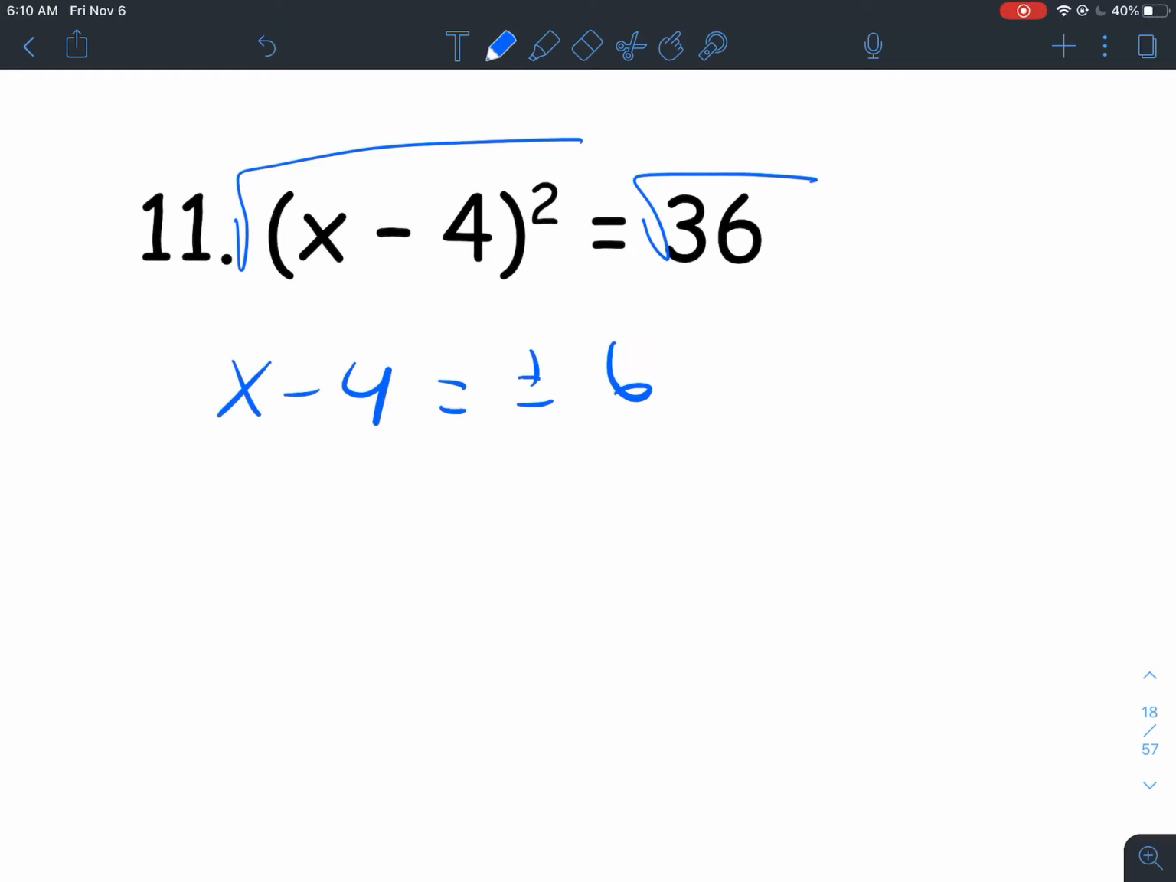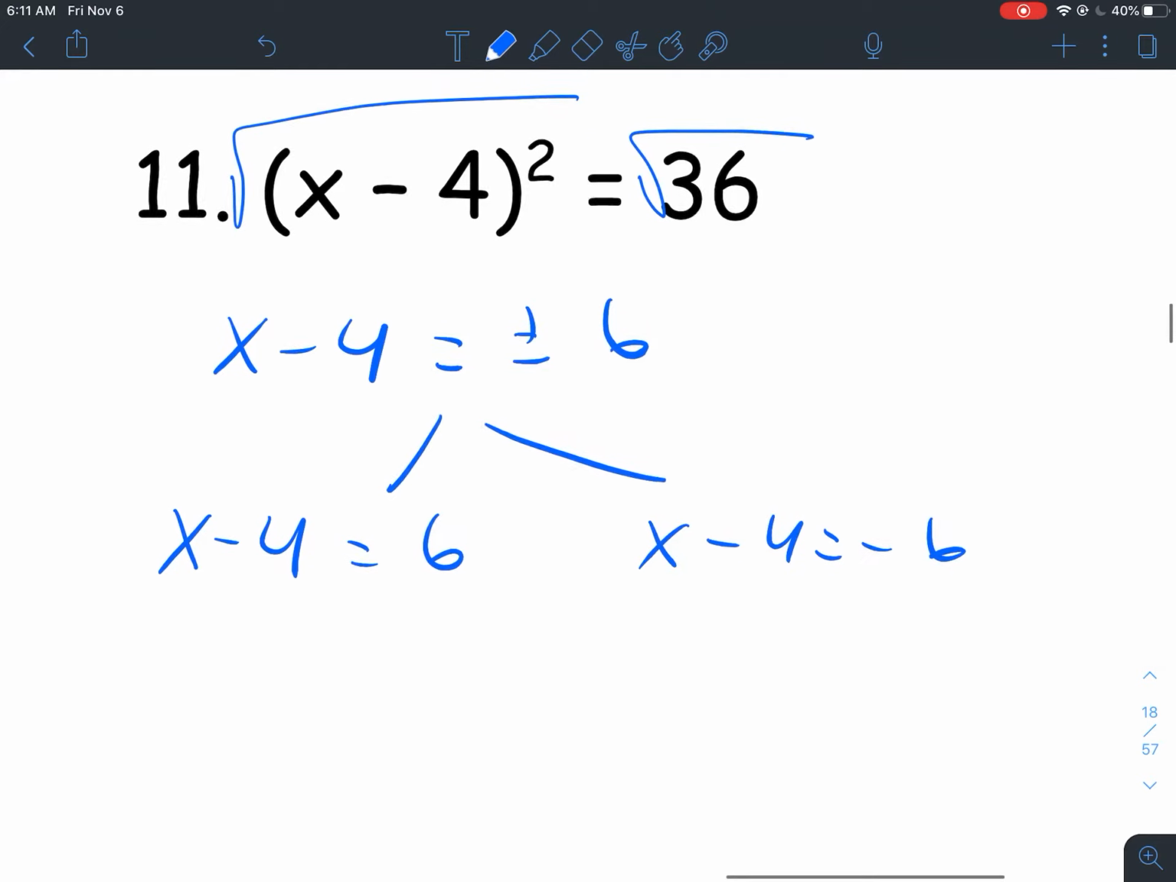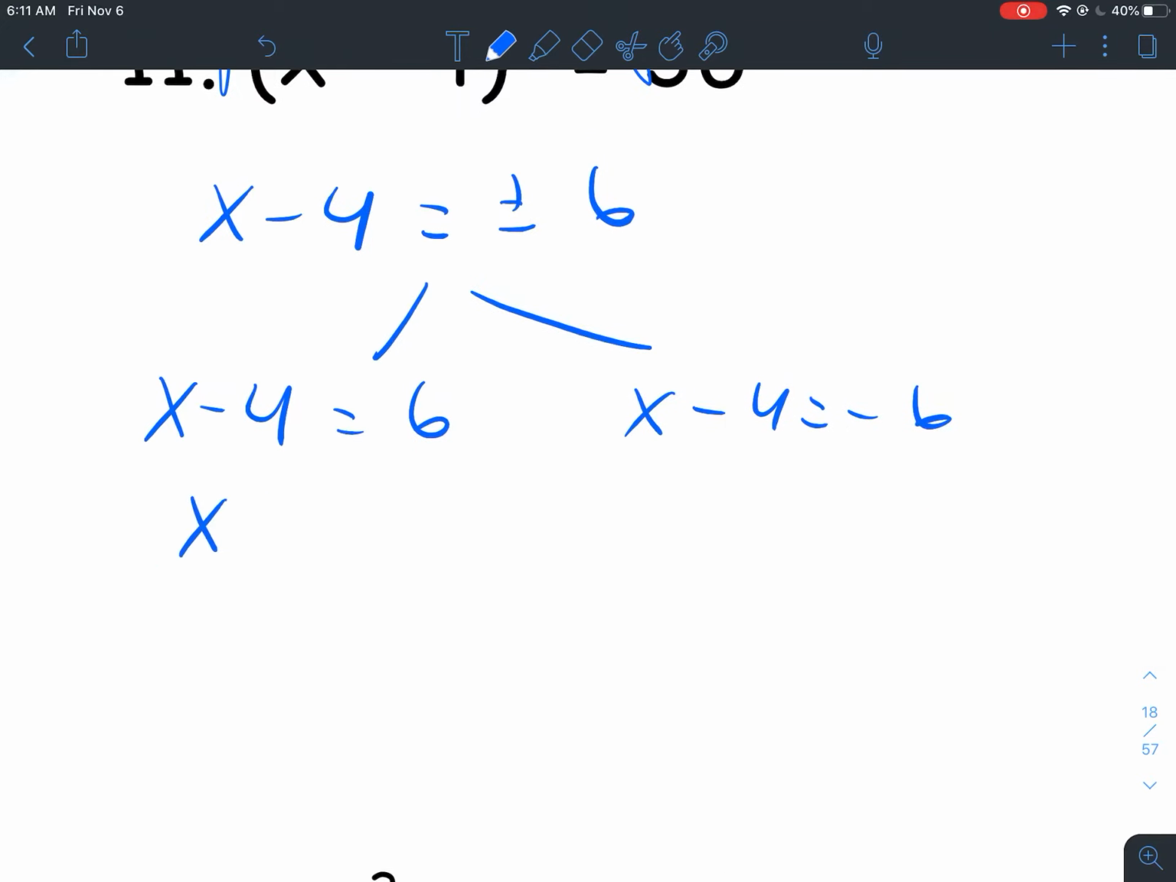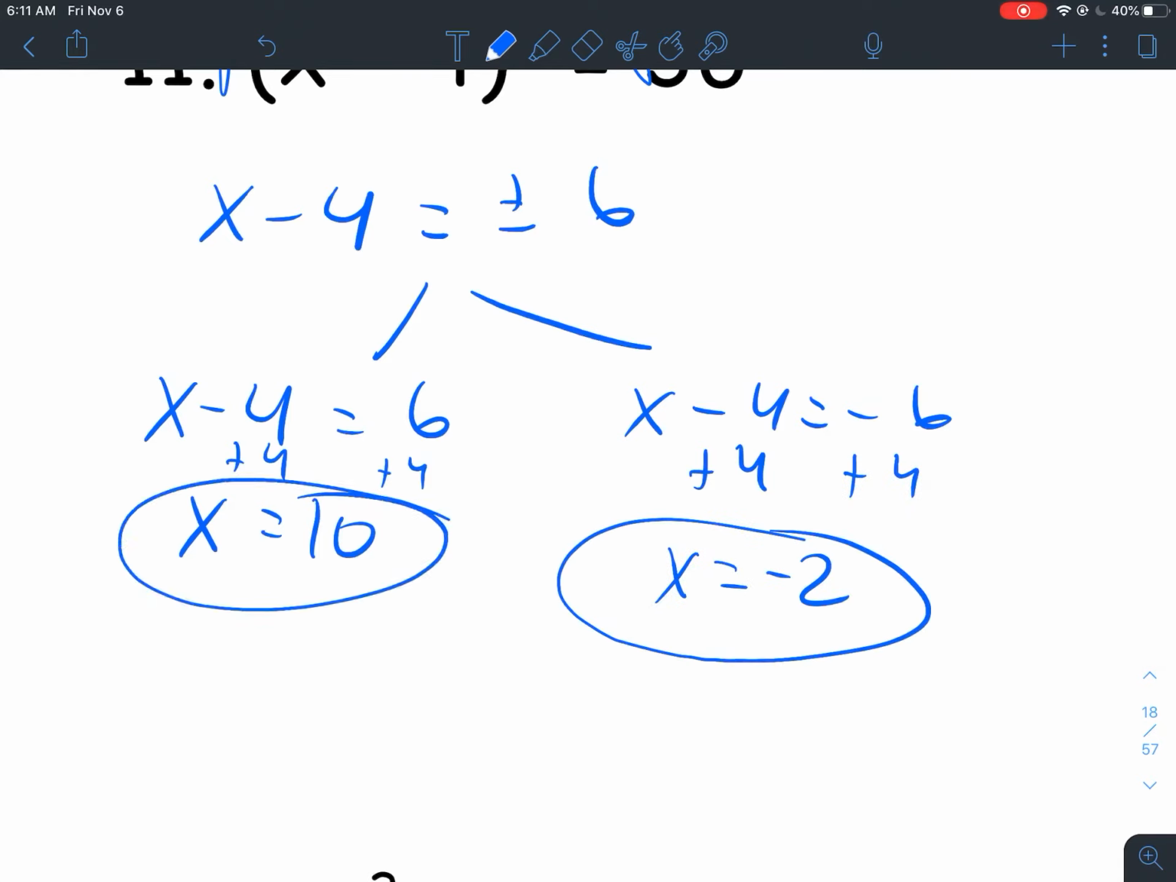All right. Now at this point, it would be wise to make 2 separate equations. We're going to do x minus 4 equals 6 and x minus 4 equals negative 6. All right, so then we will get x equals, and then we have to add 4 to both sides, 10. Add 4 to both sides, x equals negative 2. So those would be your 2 solutions there.